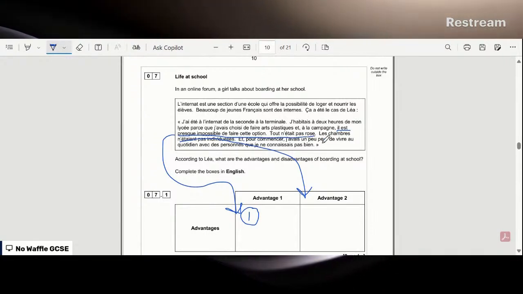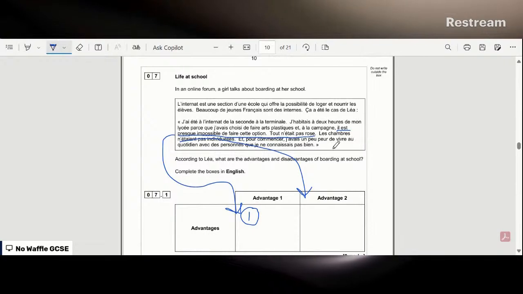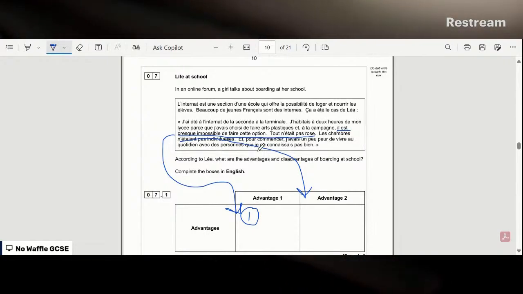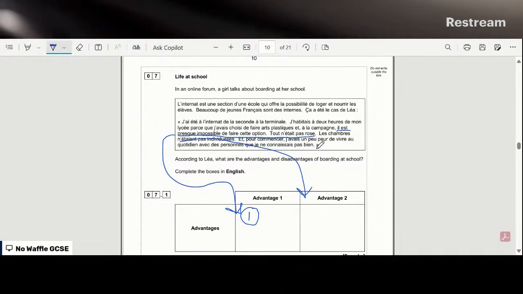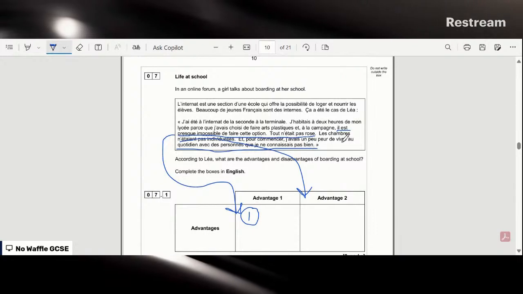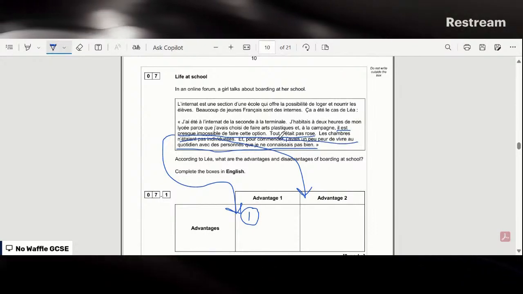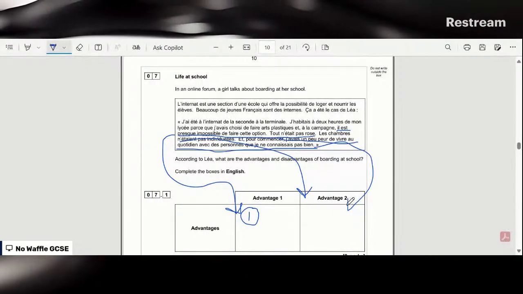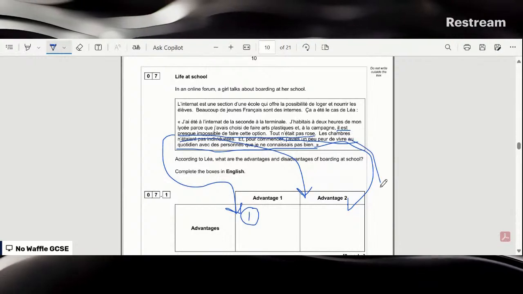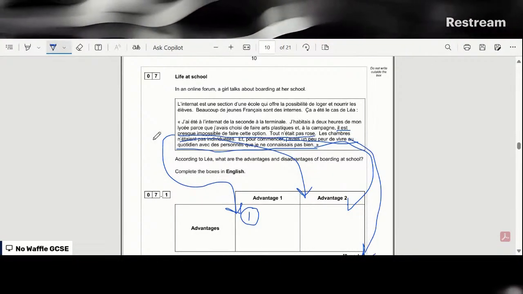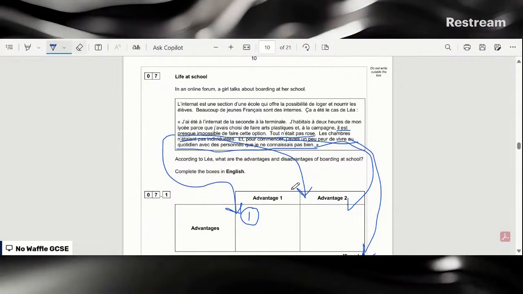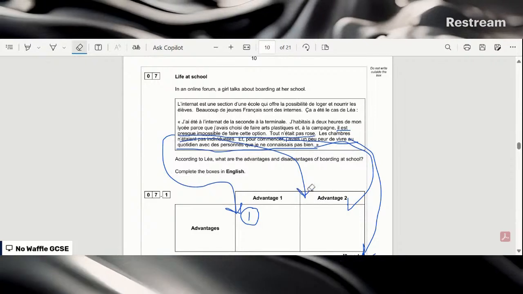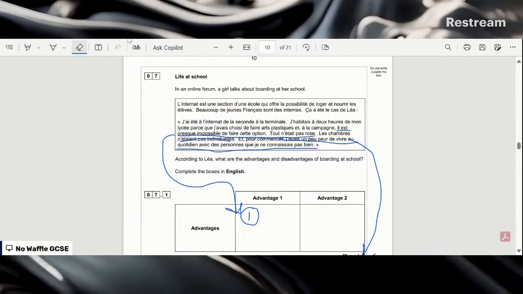Et pour commencer, when starting, j'avais un peu peur de vivre au quotidien avec des personnes que je ne connaissais pas bien. So she had a bit of fear in having to meet with people that she didn't know too much about. So that's actually a disadvantage. That'll be in the next question, sorry. I mistook that for disadvantages.